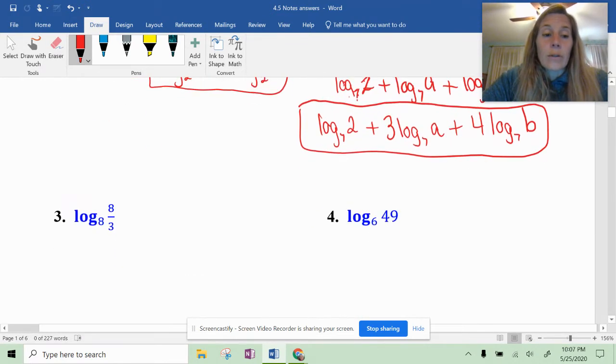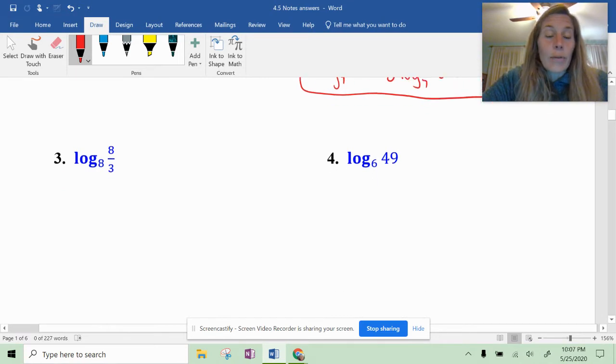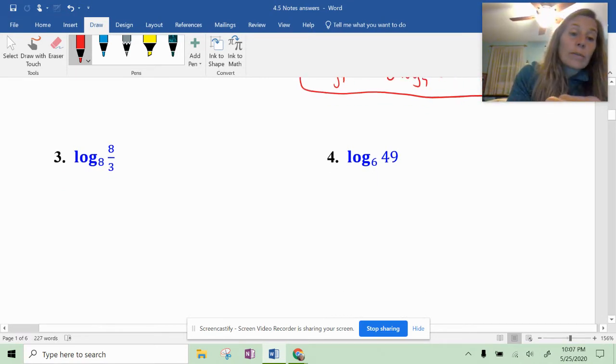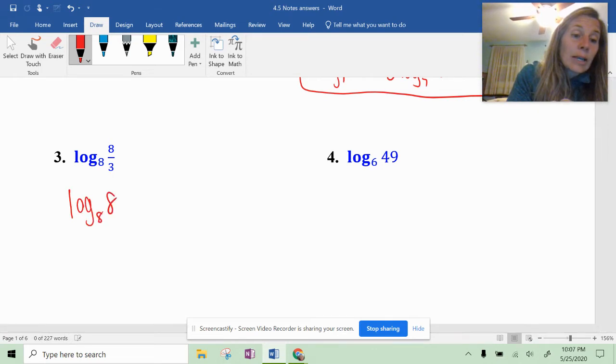So now let's go down to number 3. Number 3 is an example of a quotient. If we want to expand this one, we're just going to take the log base 8 of the numerator and subtract log base 8 of the denominator.